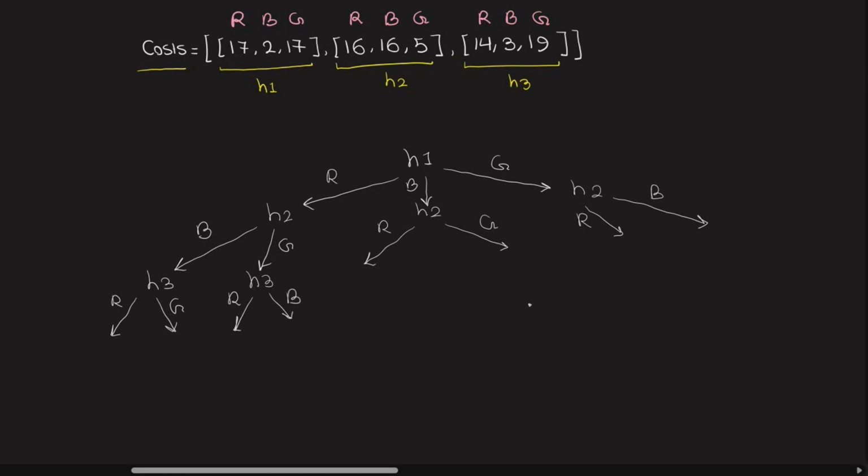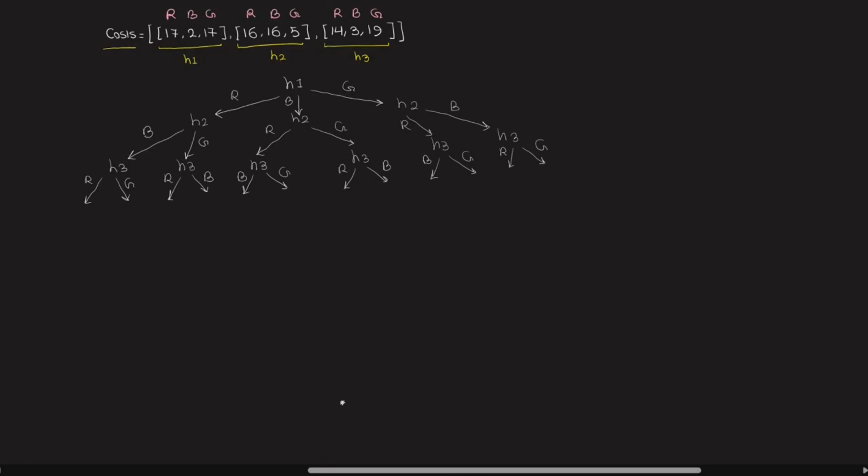Again, my H2 here is R, so my H3 could be 2 options. Could be blue or green. H3 here is R, B. H3 here is B and G, and H3 here could be red or green. Okay, now we have our decision tree.